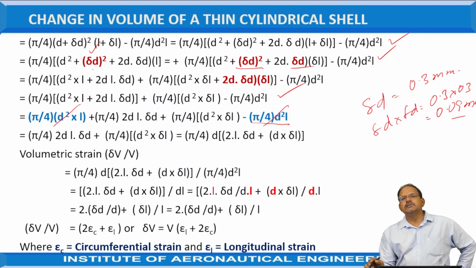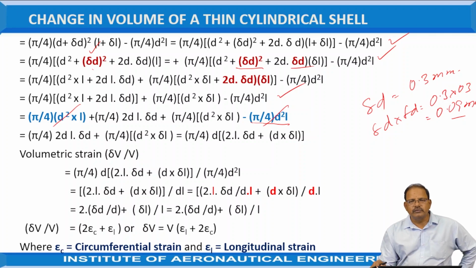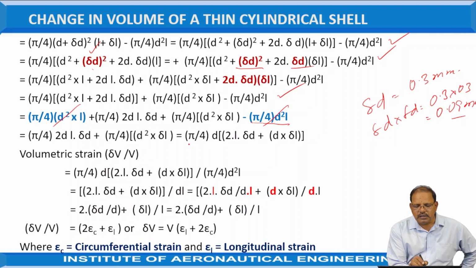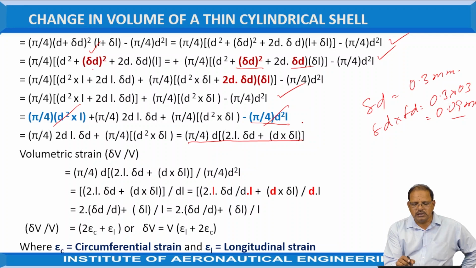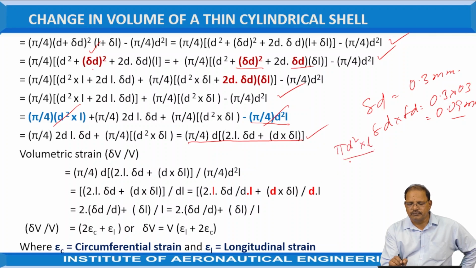The volumetric strain is defined as the change in volume to its original volume. This represents the change in volume of a cylinder when it is subjected to some internal pressure. So volumetric strain is equal to change in volume to original volume. This is the change in volume, and the original volume we already calculated as π D²/4 into L.